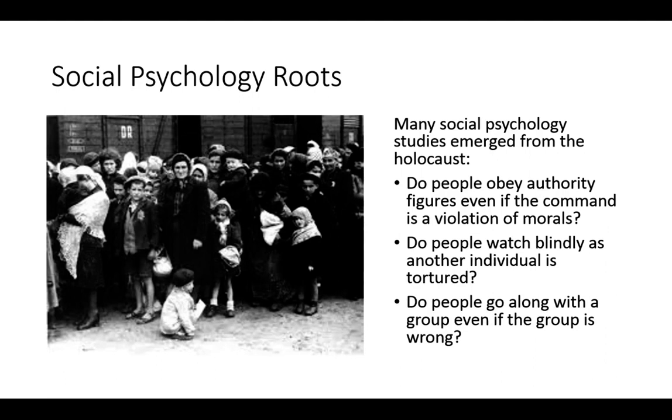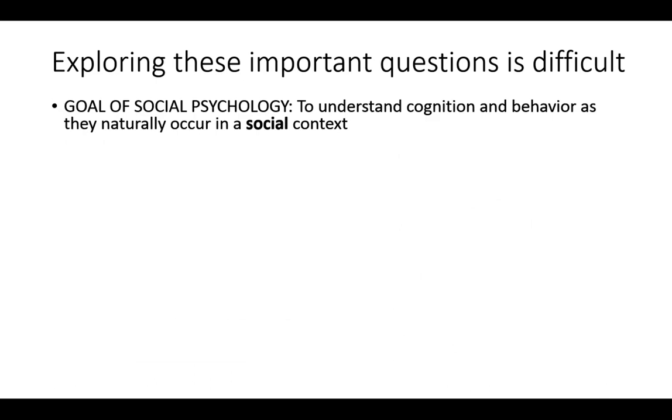We could think about Milgram's work. Do people obey authority figures even if the command is a violation of morals? Who does it? How? Why? What are the conditions in which people will obey in order to kill someone? And do we still face this today? We'll talk about this more coming up in the chapter.